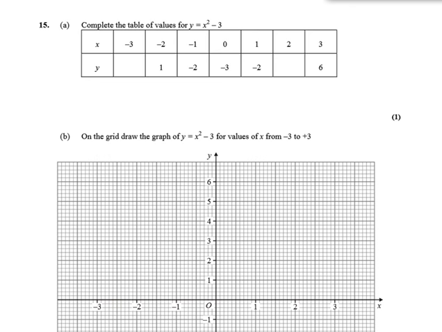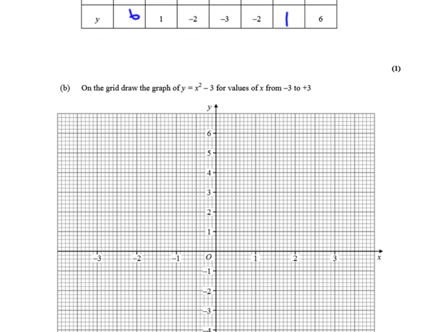Right, on question 15, we've got Zuni who's going to complete the table for us. y equals x squared minus 3. Now 2 squared minus 3, 2 squared is 4, take away 3 is 1. And minus 3 squared is 9, 9 take away 3 is 6. Thank you, Zuni. So onto the table, we now need to plot that information on the graph.